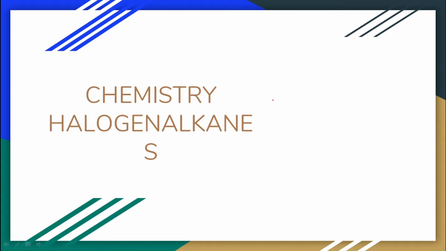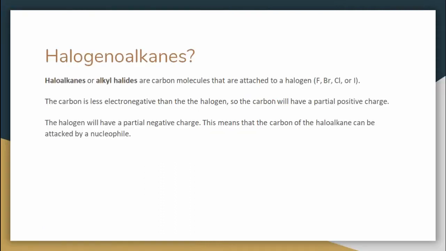So, we're gonna discuss halogenalkanes chemistry. Okay, so what are halogenalkanes? Halogenalkanes are carbon molecules that are attached to a halogen, so fluorine, bromine, chlorine, or iodine. I'm gonna make this, for example, fluorine. Make something that you would remember.